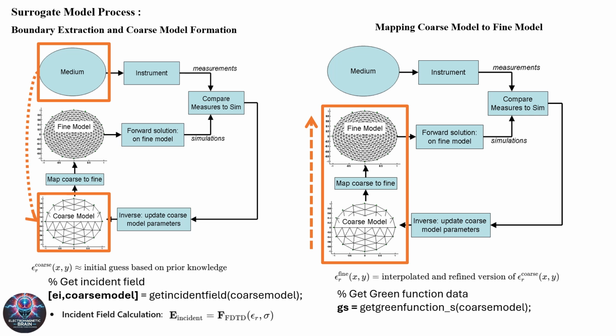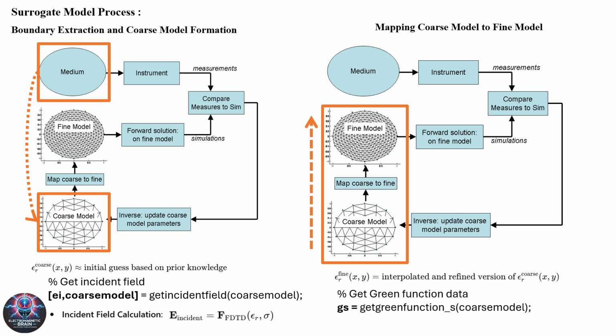After generating the coarse model and obtaining the initial incident field, we map this information to a fine model. The fine model is a higher resolution version of the coarse model, containing many more grid points and thus providing a more detailed view of the brain structure, which enables a more accurate forward simulation and inverse solution. The fine model is created by interpolating the coarse model and updating it with information obtained from prior iterations.